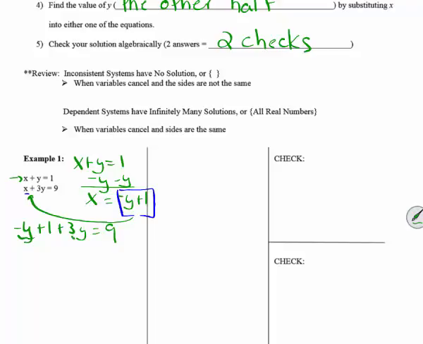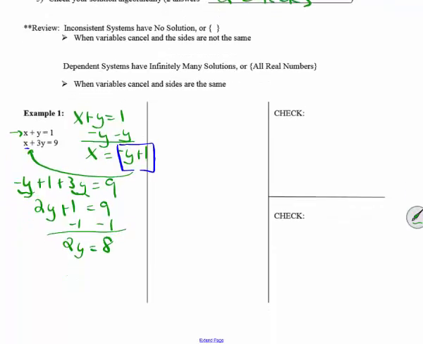Now I go through and solve just like I've done before. Negative y plus 3y is 2y, plus 1 equals 9. Subtract 1, so 2y equals 8. Divide both sides by 2, and we get y equals 4. So we have one part of the solution. Now I have to take this 4 and put it into either of my original equations to figure out what x is.